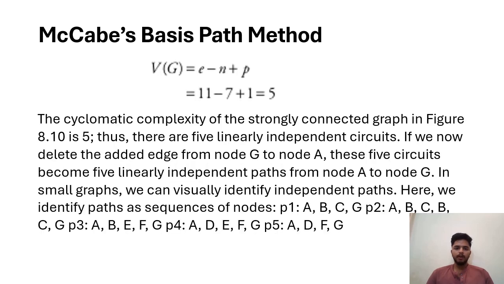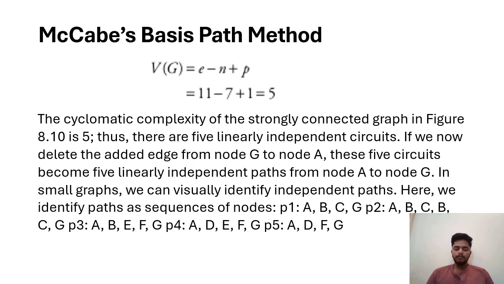So here is the simple formula for McCabe's basis path method, where V(G) = E - N + P. For example, 11 - 7 + 1 = 5. So the cyclomatic complexity of the strongly connected graph shown in the figure is 5, thus there are 5 linearly independent circuits. If we now delete the added edge from node G to node A, these 5 circuits become 5 linearly independent paths from node A to node G.